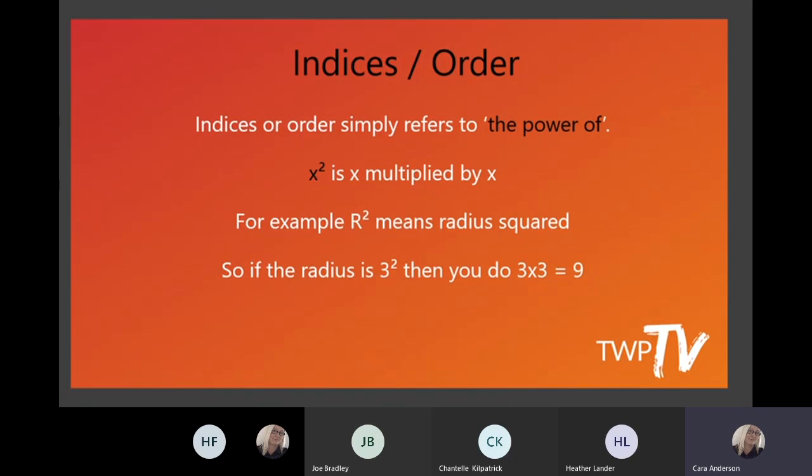If that was 3 cubed, which is a 3 with a 3 above it, you do it 3 times. Like in this example, if the radius is 5 cubed, so you've got 3 above it this time, you do it 3 times. So again, don't fall into the trap of doing 5 times 3. You do 5 times 5 times 5. So basically, whatever that number is, power of, you do it. If it's a 2 above it, you do it twice. If there's a 3 above it, you do it 3 times.